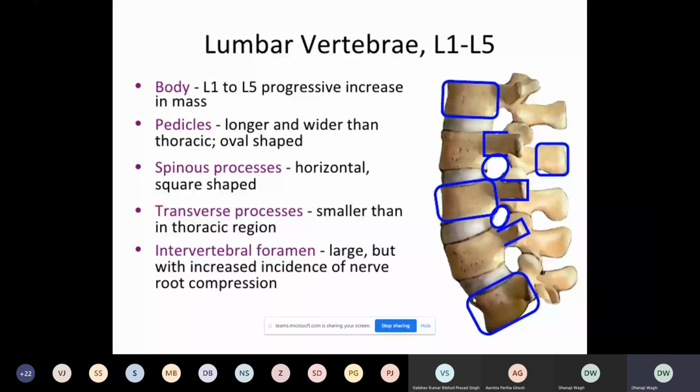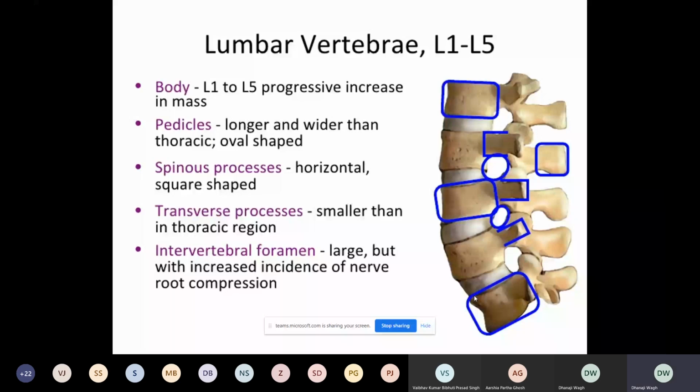The special features, or in general, we can see the lumbar vertebrae having body, pedicles. There are processes: spinous process, transverse process, intervertebral foramen, lamina. These are the features you can see in the diagram. This lumbar vertebrae L1 to L5. The body of the lumbar vertebrae progressively increases in mass.